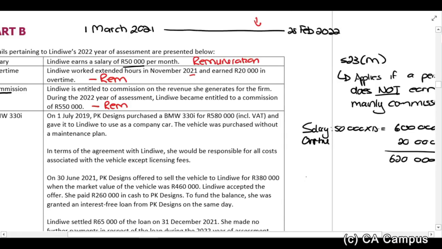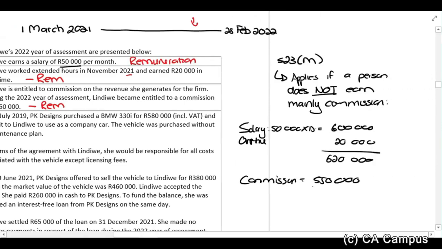The commission equals 550,000. Now, even before considering overtime, if you compare the 550,000 to the salary, you see that this person earns mainly a salary. So in this case, Section 23M will apply. Now, why is that important?